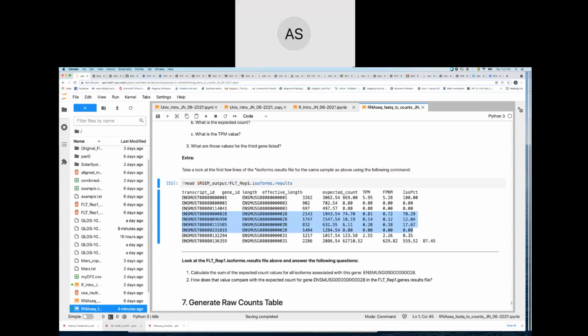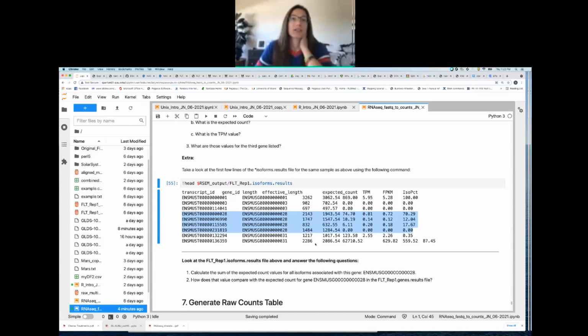Which one are you looking at under the expected count? Is it the 1943.54 or 74.7? Yeah, I know it's a little hard to see the things here. So your first column is going to be your transcript ID. Your second column is going to be your gene ID. Your third column is the transcript length. Your fourth column is the effective transcript length. And your fifth column is going to be your expected count. So I'm looking for that fifth column, which is your expected count. Those are the count values for each isoform, count being the weighted number of reads based on RSEM's maximum likelihood estimations.